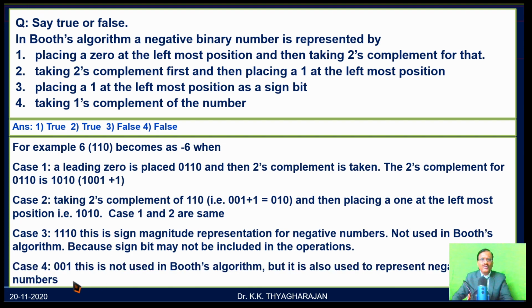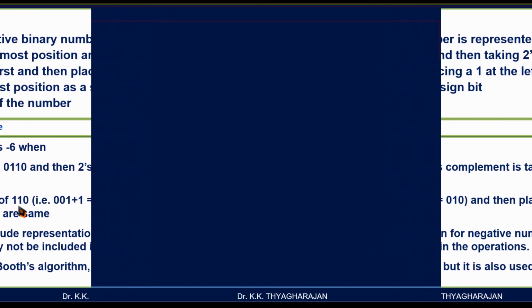Now you see the fourth question. Here the number is 110. You take 1's complement of that one. It is 001. This is also representing a negative number, but this is not used in Booth's algorithm, because if you use 2's complement, then the sign bit will also be included in the operation.